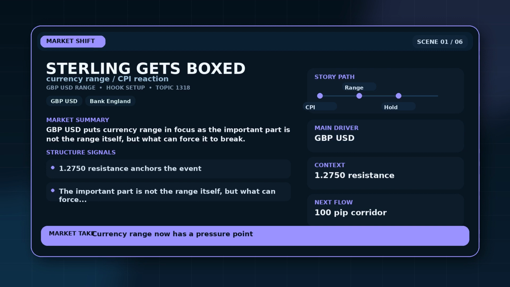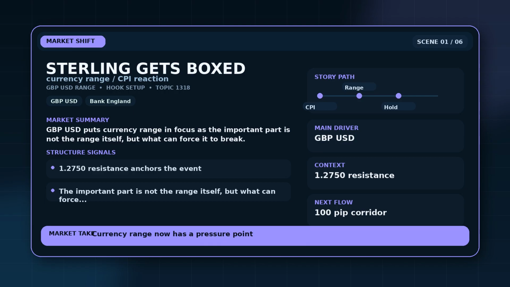GBP USD settled into a defined range after UK CPI data came in close to expectations, with resistance near 1.275 and support around 1.265. The GBP USD range angle matters because the important part is not the range itself, but what can force it to break. The tension is whether the currency range turns into a durable change or simply a sharp data point.